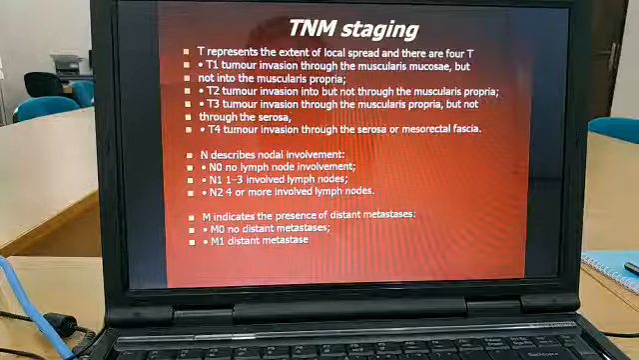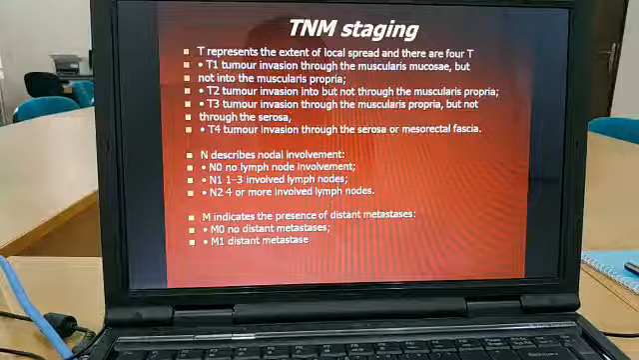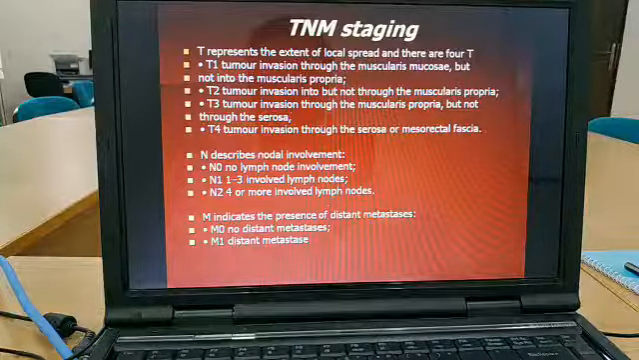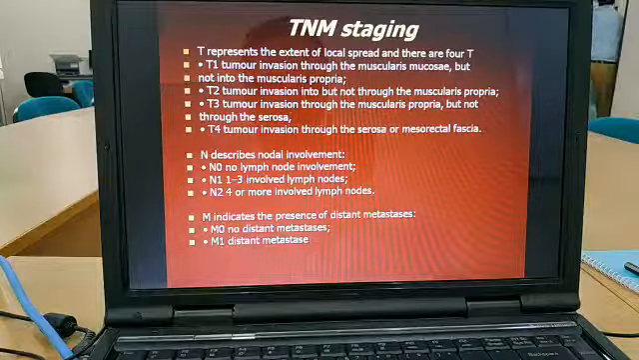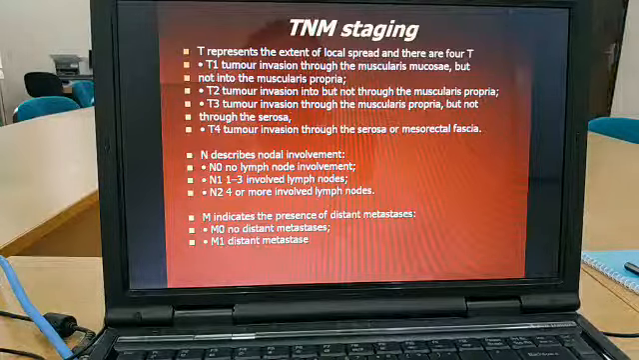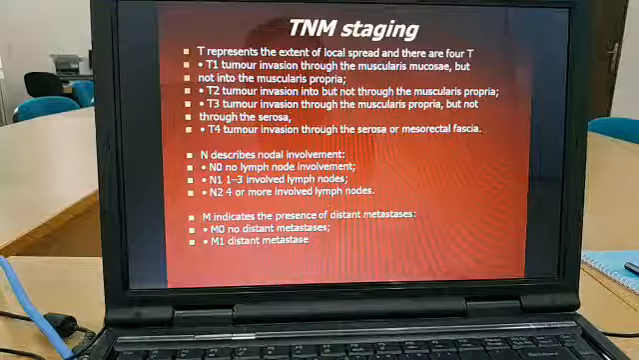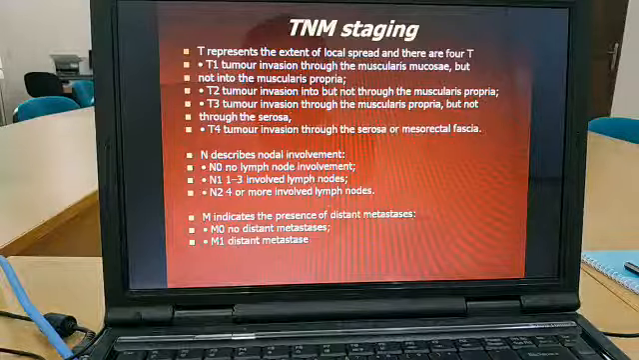Here again, an important thing to notice: T4 means involvement of the serosa. So if you say the tumor is T4, by this time we mean the tumor has already involved the serous layer. Regarding the node, N describes the nodal involvement.